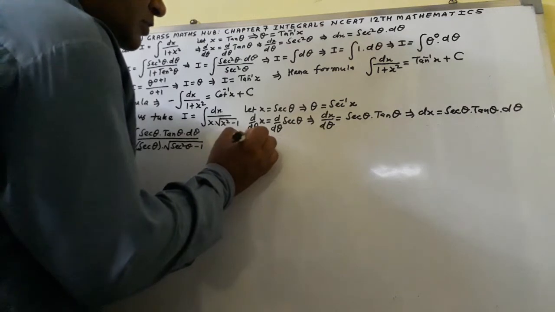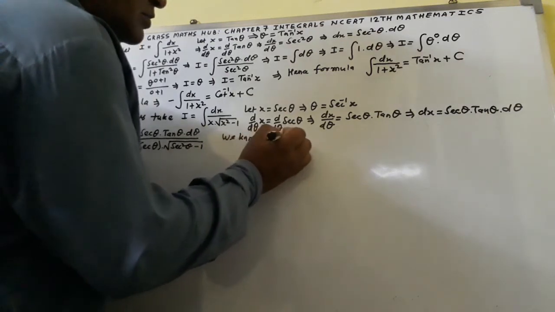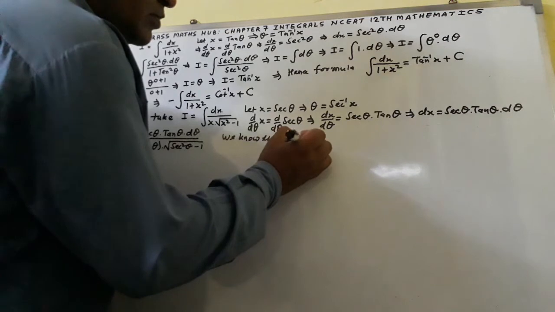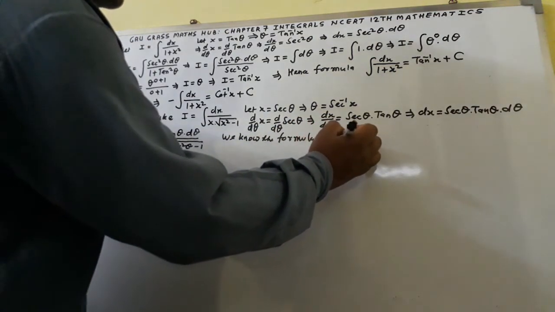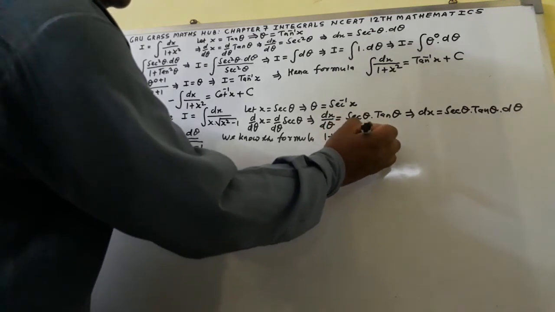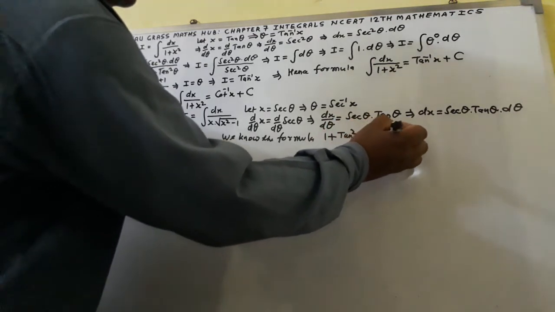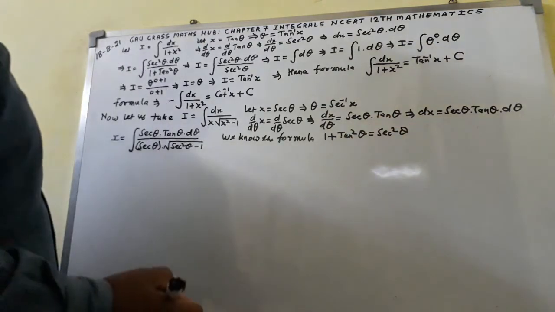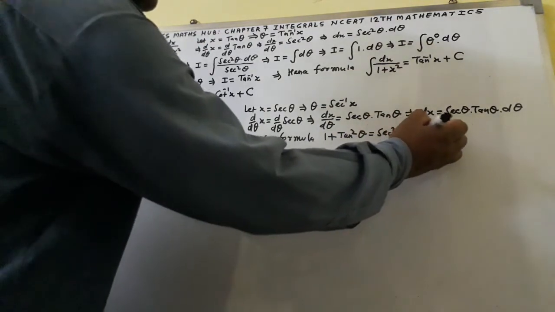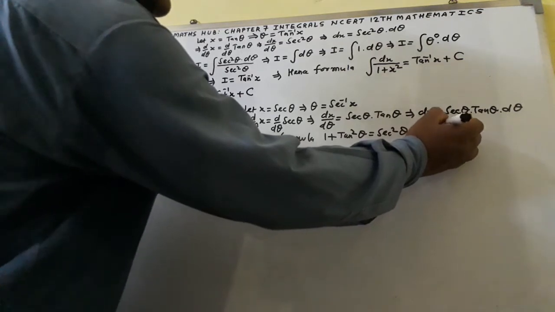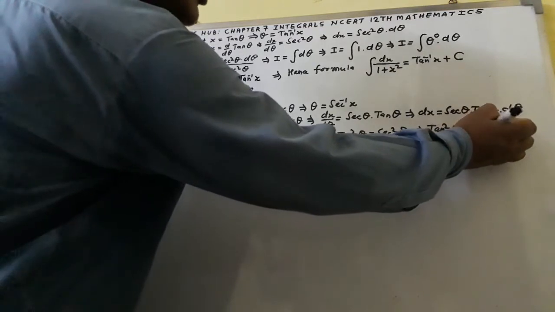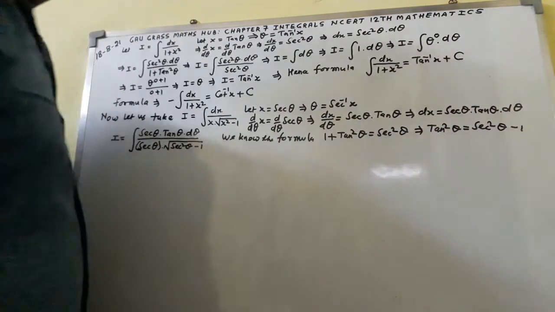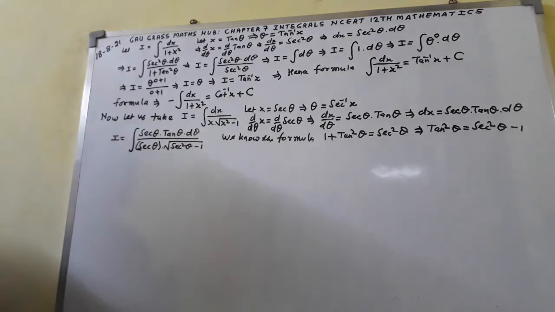We know the formula 1 plus tan square theta is equal to sec square theta. You will get here tan square theta is equal to sec square theta minus 1. This thing we have got. So in place of tan square theta I shall write sec square theta minus 1.